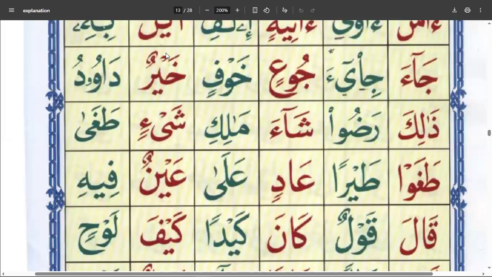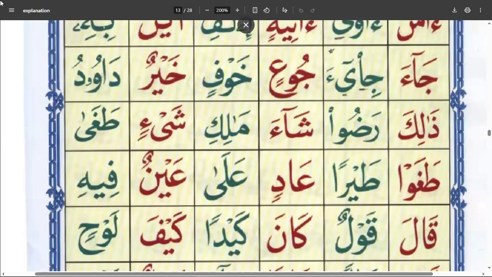The definition of this mad is: if there is a hamza after the letters of madda, any letters of madda, alif madda, waw madda, ya madda, and you instantly see the hamza in the same word, then we can stretch the mad up to five alif. This mad is called Madd Muttasil.